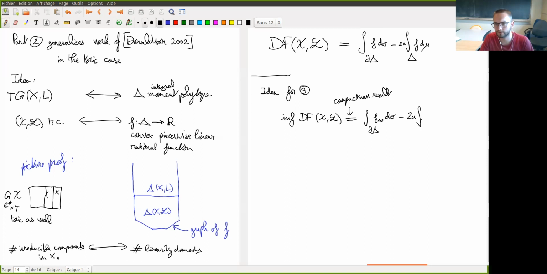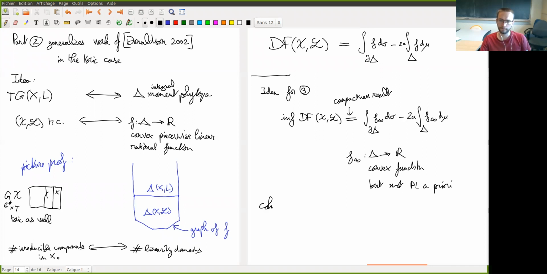I mean, the value of this functional at a function f infinity, where f infinity is a convex function on the polytope, but not piecewise linear a priori. And the full problem of the third point is to show that f infinity can actually be taken to be piecewise linear. And just the last word, the cohomogeneity-one case, where the dimension of the moment polytope is 1.